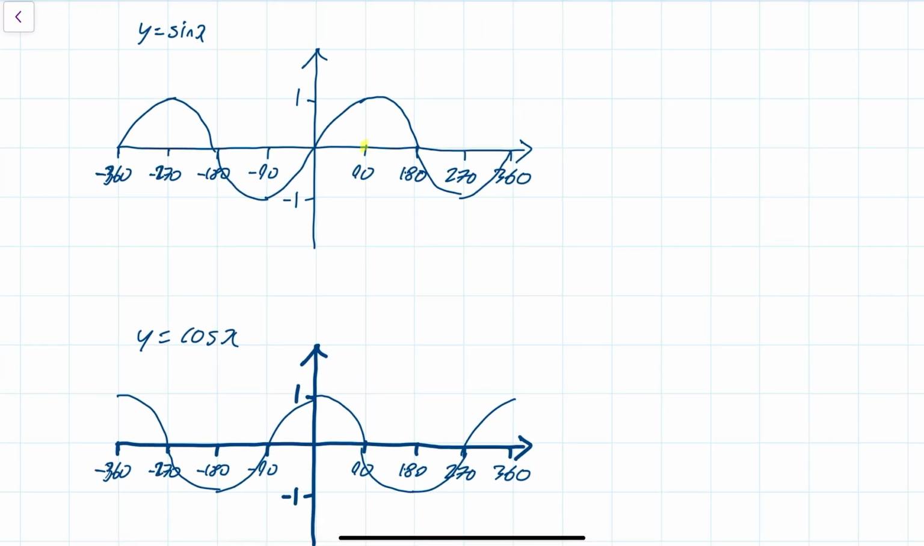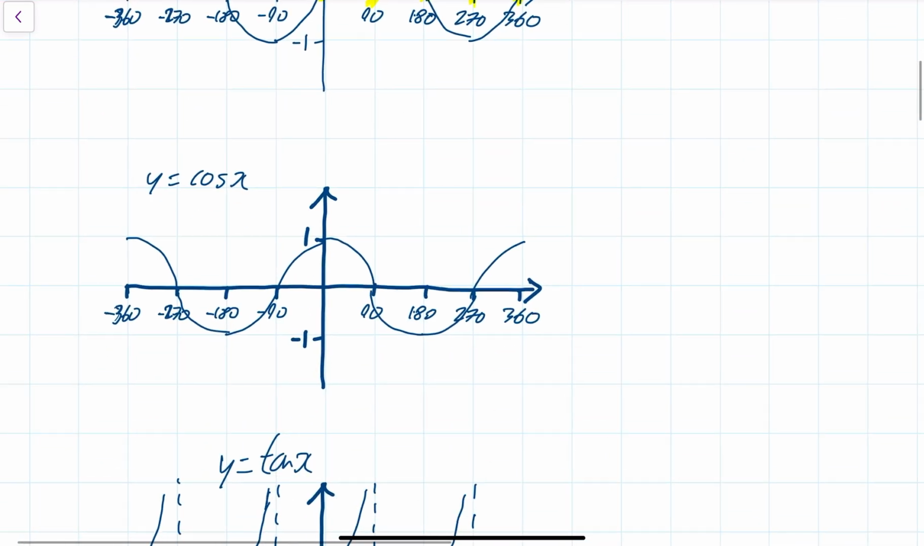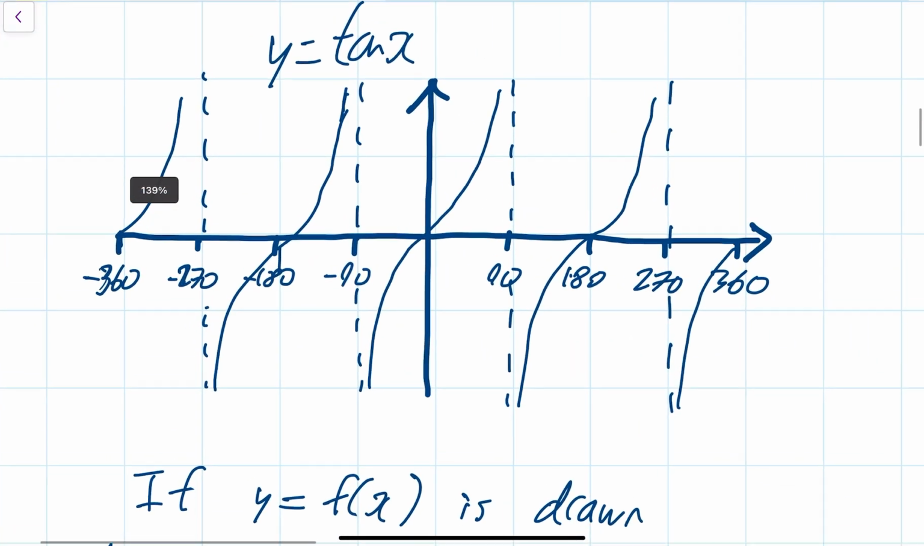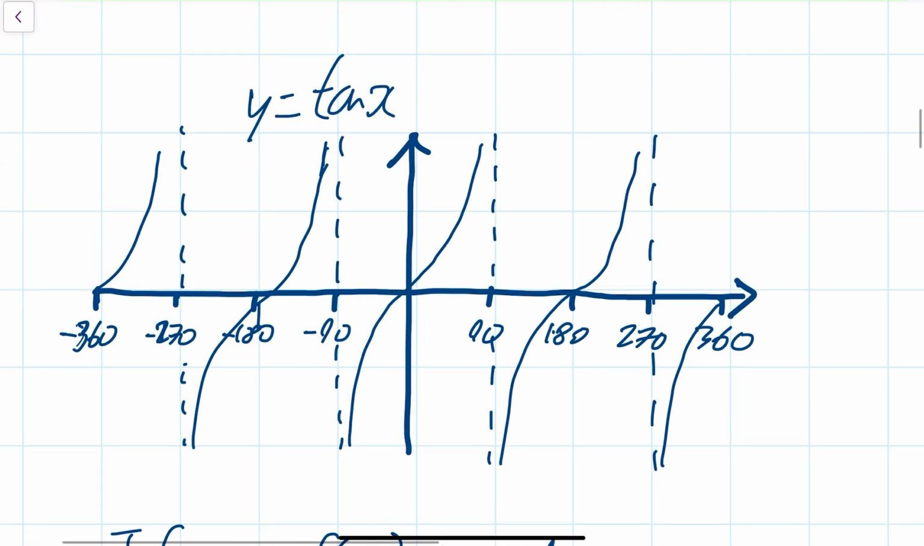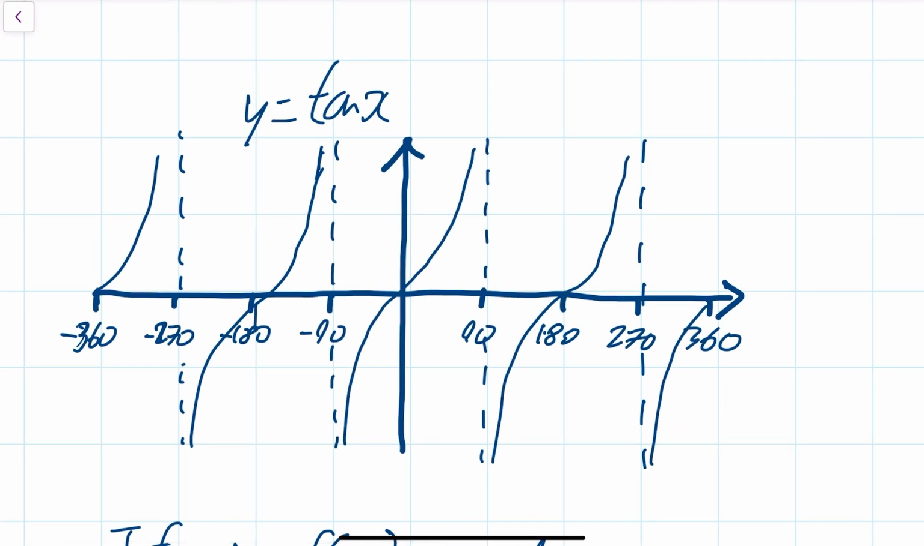So just do sine of 0, sine of 90, sine of 180, sine of 270, sine of 360. And both of these ones go from 0 to 1. Same for the cos. Put in 0, 90, 180, 270, 360. See what the values are. Very easy to plot.